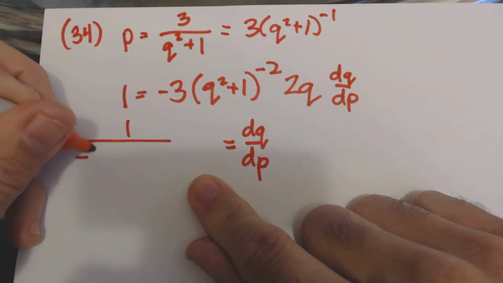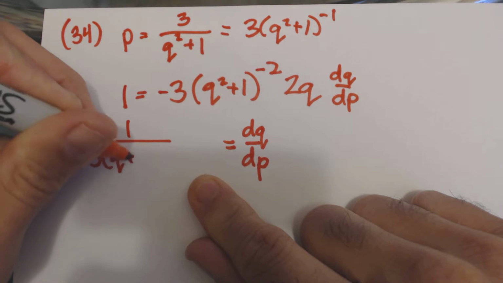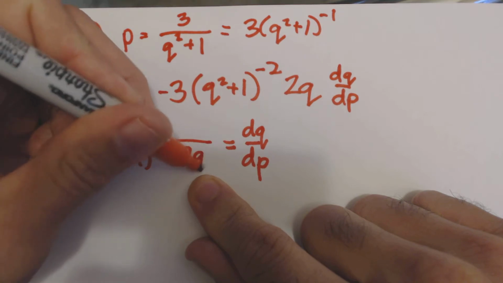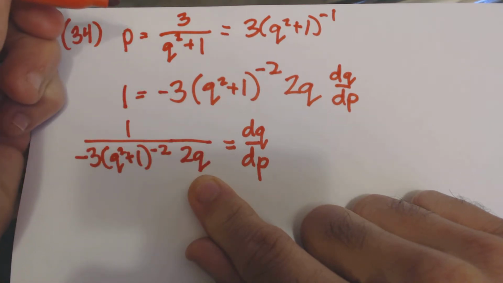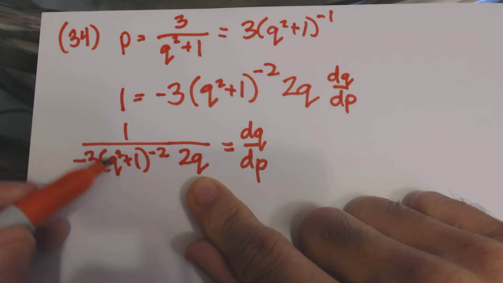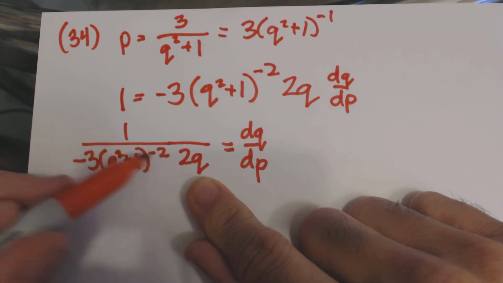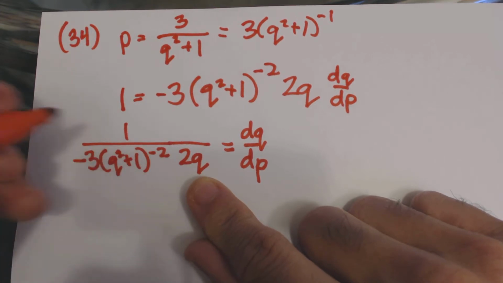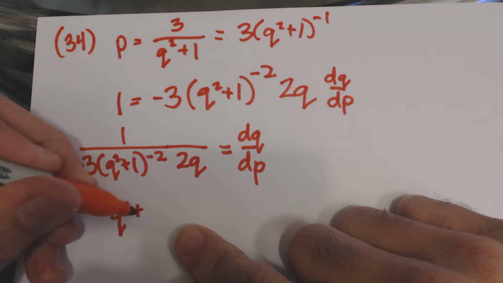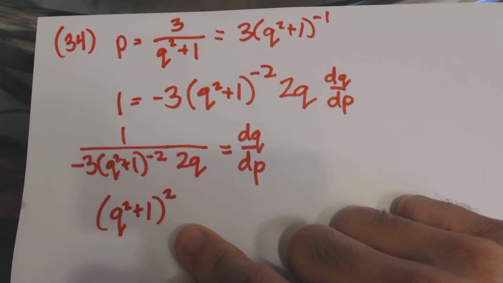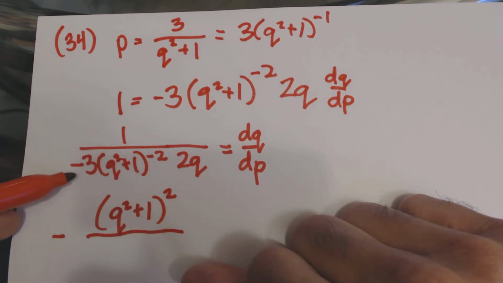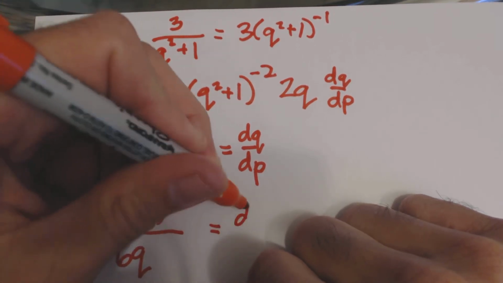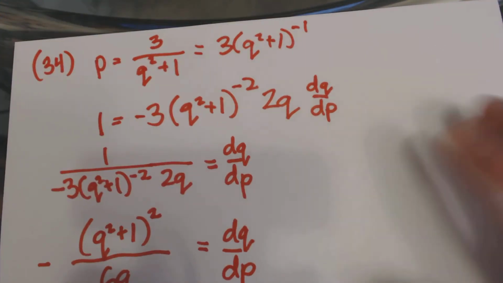Alright, so now we want to isolate dQ/dP, so we're going to have dQ/dP equals 1 over negative 3 times (Q squared plus 1) raised to the power of negative 2, over 2Q. And remember, (Q squared plus 1) raised to the power of negative 2 in the denominator is actually the negative exponent of that. So we're going to be left with (Q squared plus 1) squared. Put the negative outside, the negative from the 3, so we're left with, and 3 times 2 is 6, so negative (Q squared plus 1) squared over 6Q equals dQ/dP. And there you have it, folks.